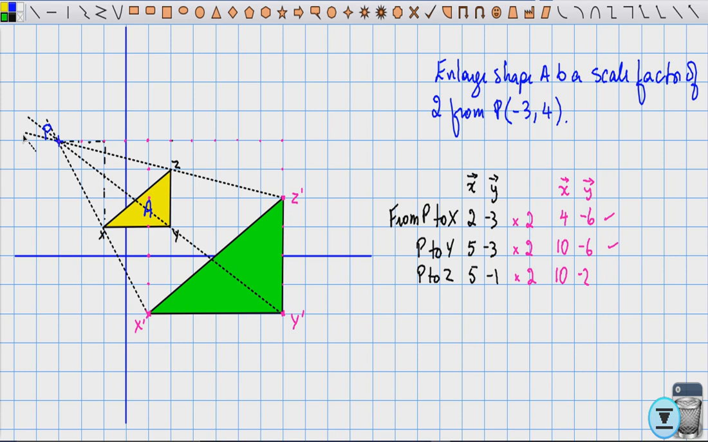Okay? So that's how to enlarge a shape from a point which is not the origin. Let me do another example. Okay, so let's do another example.